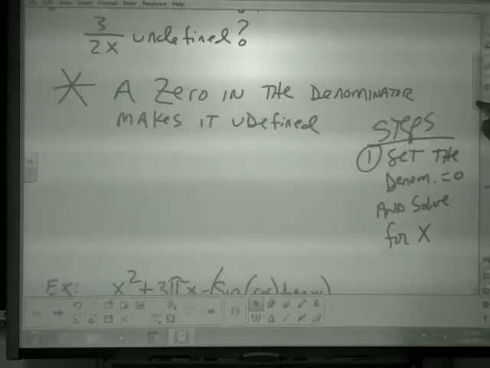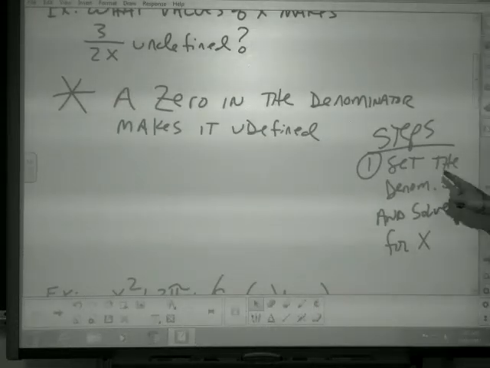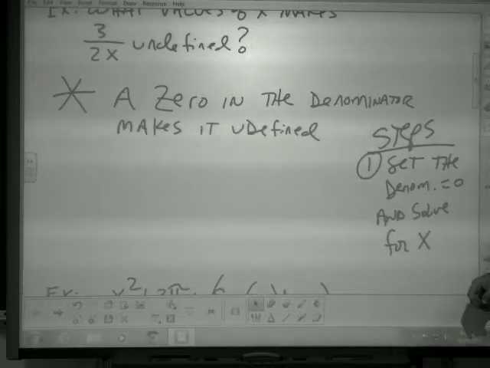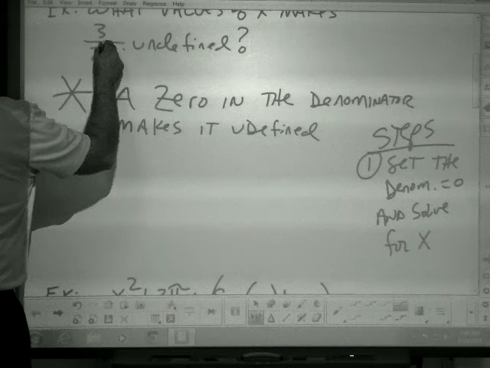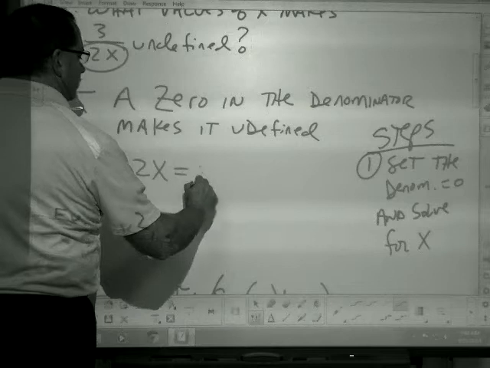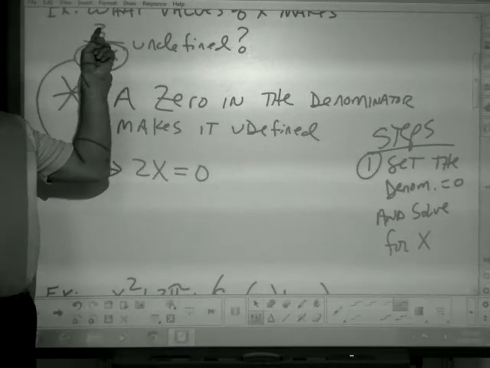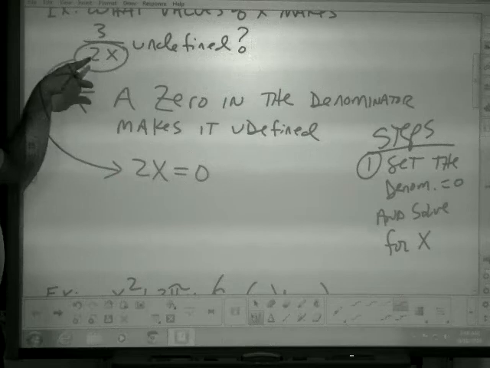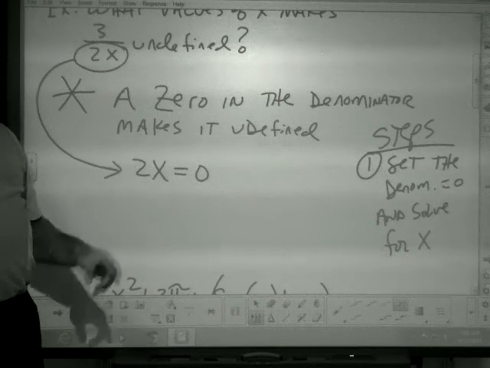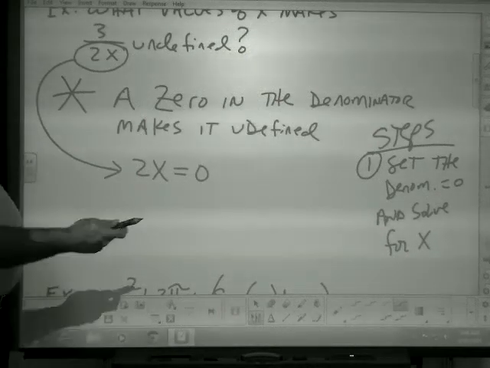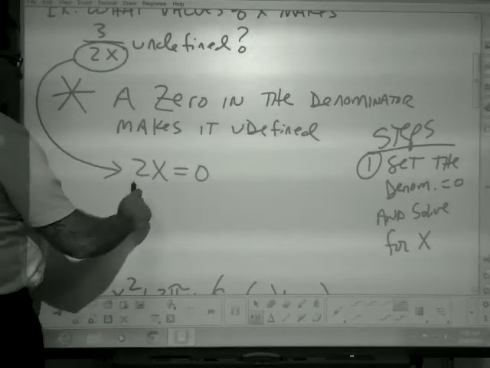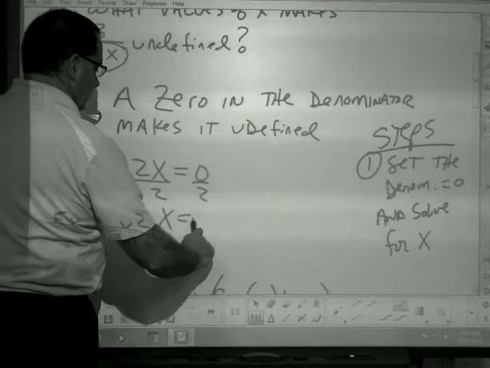Now, what do we do? Well, the first thing we have to do is set the denominator equal to 0 and solve for x. So we take this piece right here, 2x, and we set it equal to 0. I don't care what's on the top, I just care what's on the bottom and what values of x make this whole thing equal to 0, because that's what will make the fraction undefined. So now, set the denominator equal to 0, did it, solve for x. Well, I just divide by 2, and x is 0.